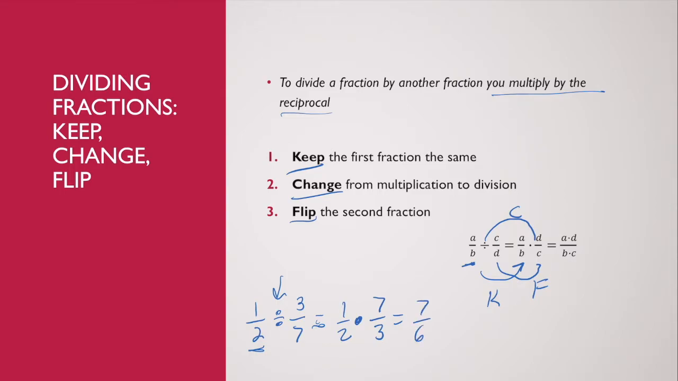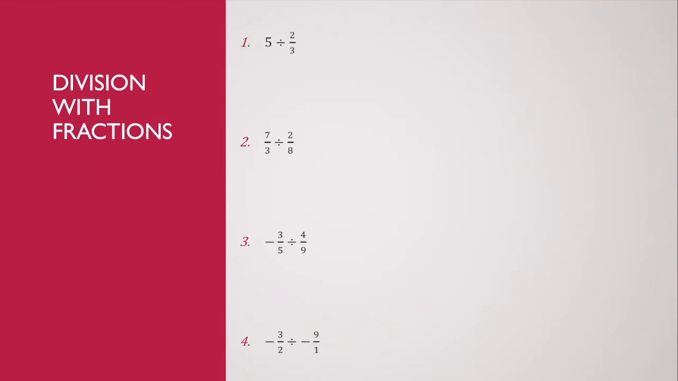So let's work through a few examples. 5 divided by 2/3. So always when I rewrite that as a fraction, I keep my first fraction the same, I change from division to multiplication, and I flip my second fraction, which gives me 15/2. I don't know why I used 2/8. That's not in fully simplified form. Let's go ahead and simplify that, shall we?